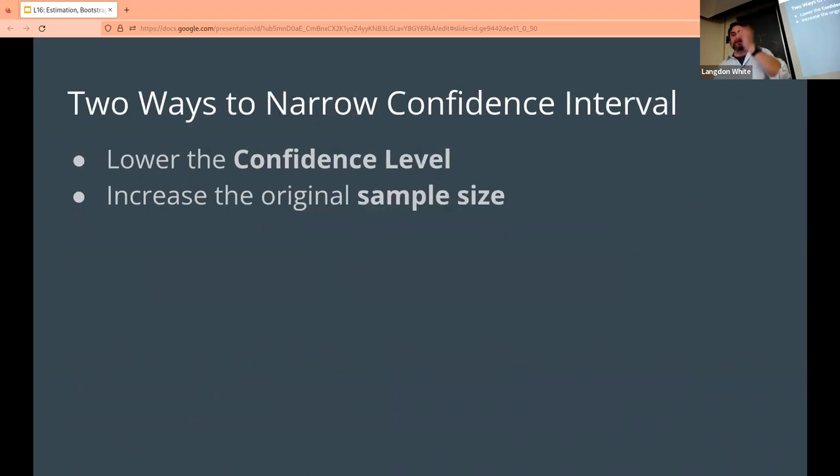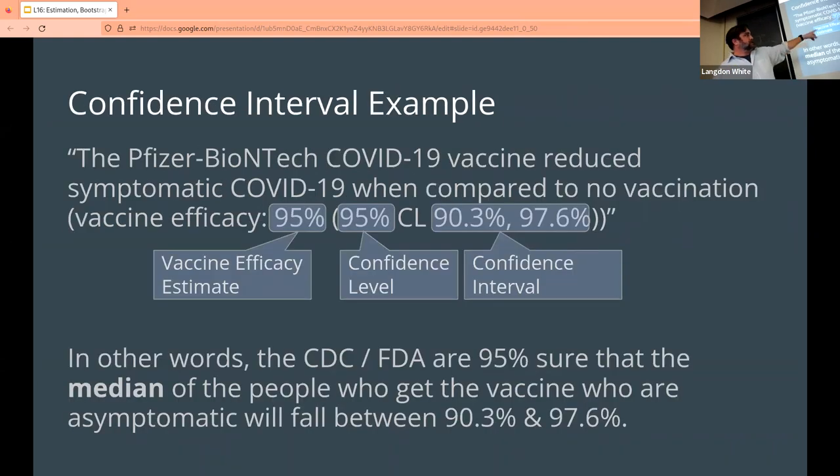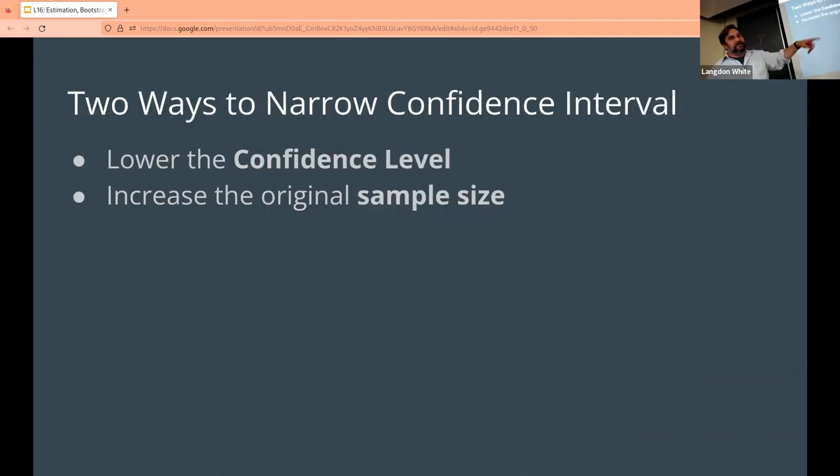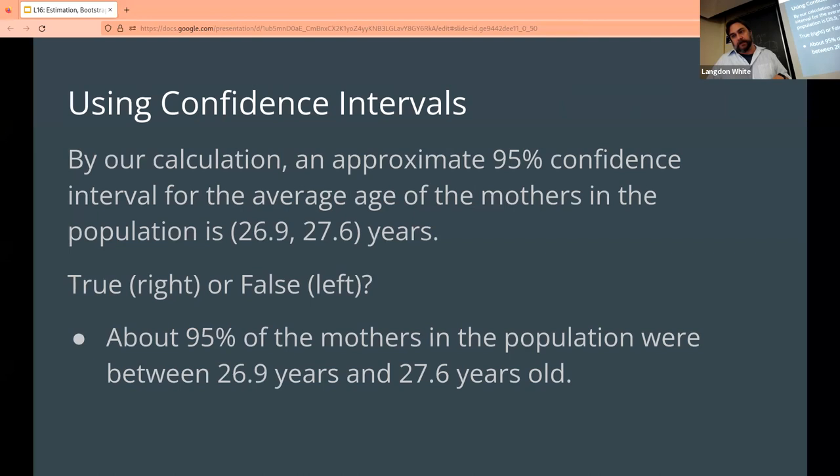We talked about this a little bit already: the ways we can make the confidence interval better. We can look at the confidence level, so instead of 95%, we can say 90%. Or we can increase the original sample size, so we go back into the field and measure whatever it is again.